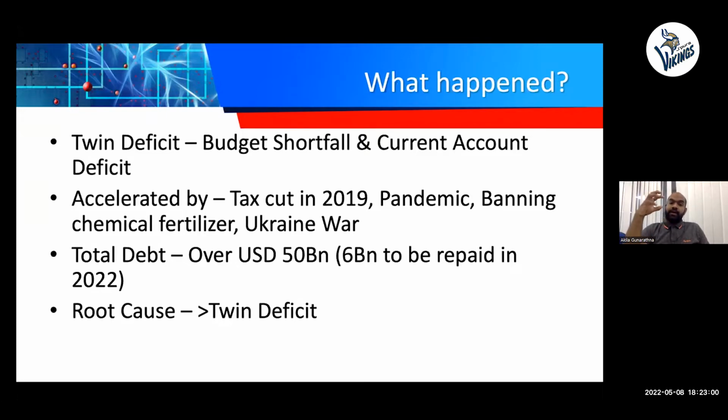So therefore, I can identify this twin deficit as the main reason behind this issue. Twin means two things: budget shortfall and the current account deficit. That means Sri Lanka was anyway going toward an issue like this, but it got accelerated during the last couple of years due to some reasons I have mentioned here.